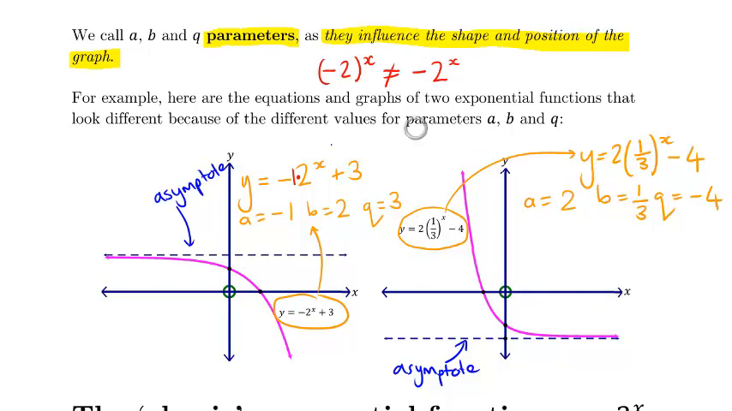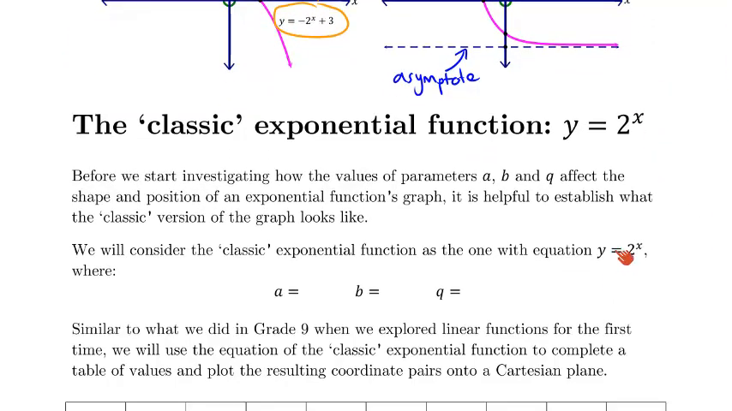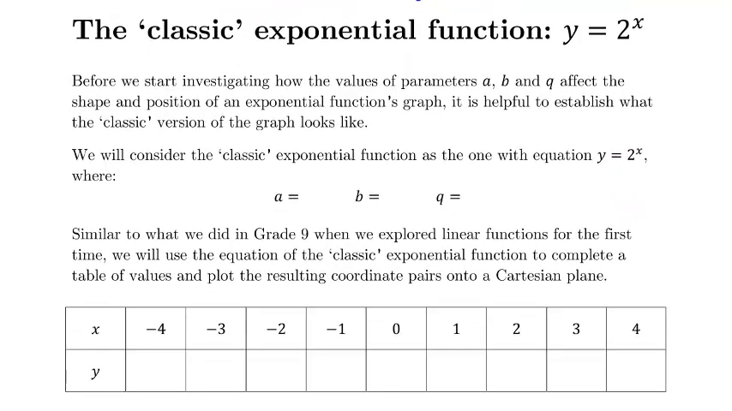So these are the kinds of graphs that we need to start being familiar with, and we are going to investigate how it is that these a, b, q values result in the types of graphs that we are seeing. Now, where are we going to start in our investigation? We're going to start by exploring something that I have called the classic exponential function, y equals 2 to the x.